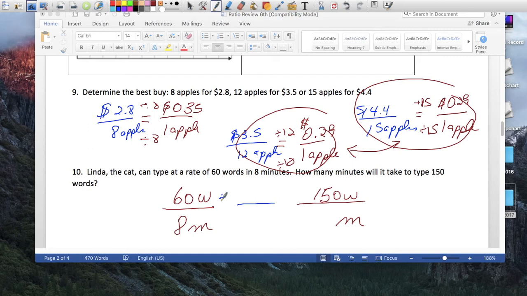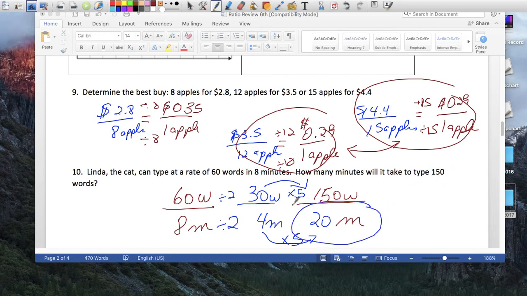So let's try to change that fraction to something. Let's see, divide by 2 seems to be working all throughout the video. So 60 divided by 2 is 30 words. 8 minutes divided by 2 is 4 minutes. Good, I can use that. So now there's a relationship going that way, times 5. And this is going to be times 5. So how many minutes will it take to type 150 words? 20 minutes.